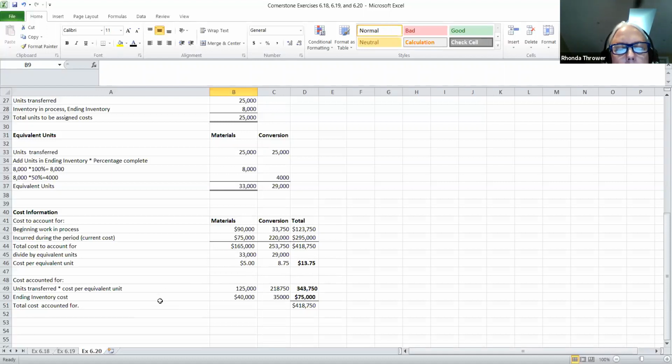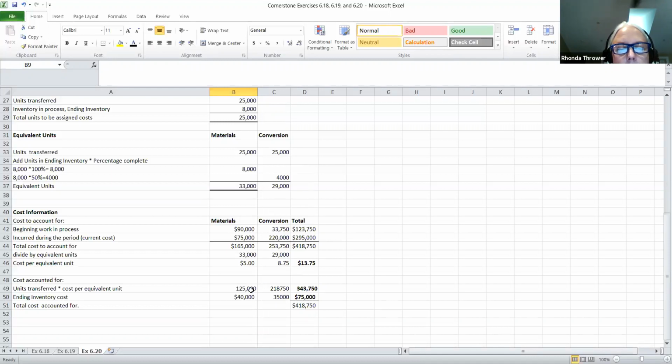Now, what they were really after was for you to assign cost to the units transferred. Remember, the units transferred were 25,000. So for materials, we have to take 25,000, multiply it by the materials cost per equivalent unit, and that will give you 125,000. For conversion, we take our units transferred, which were 25,000 units, times $8.75. That will give you 218,750.